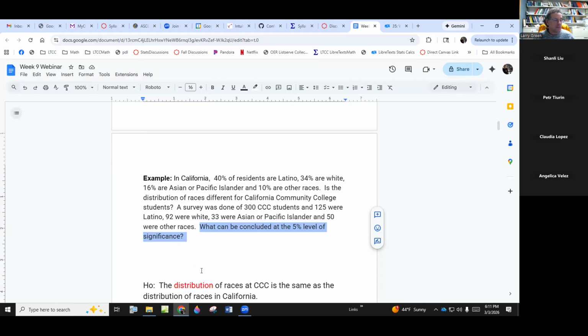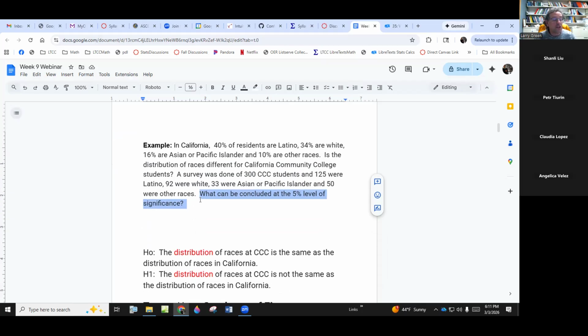So what we want to do is write down a null and alternative hypothesis. Okay, so here is H naught. H naught is the null hypothesis, and it's the following. The distribution of races at California community colleges is the same as the distribution of races in California. Okay, hopefully you know by now. Why did I highlight this word distribution and scream it out?